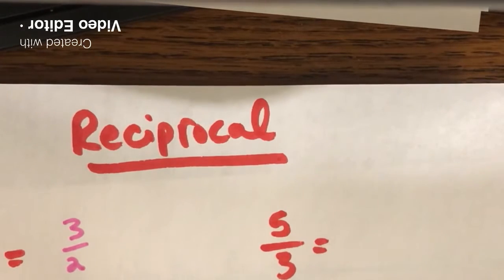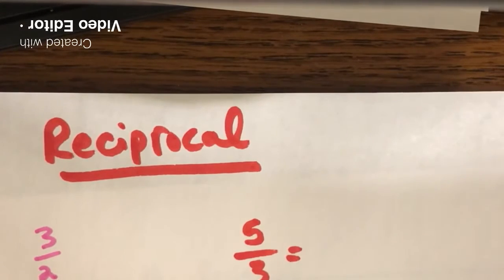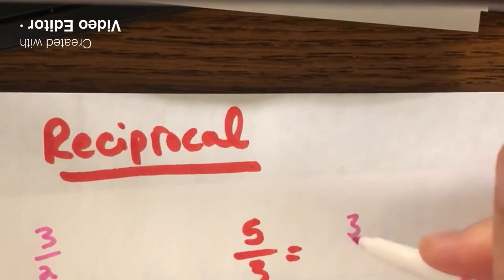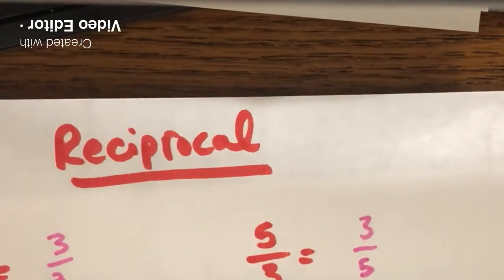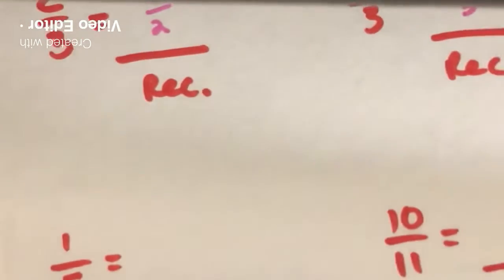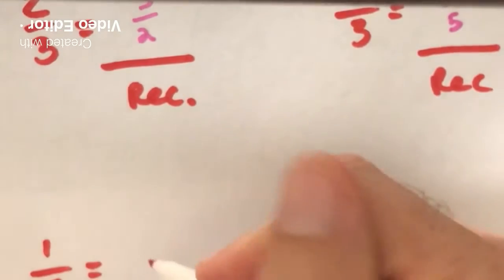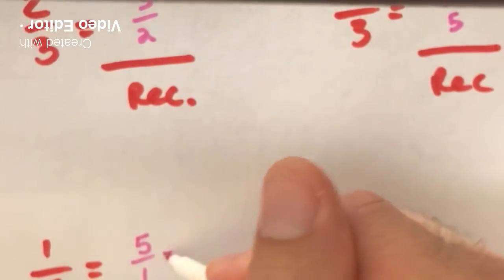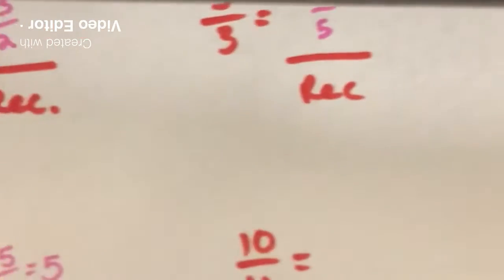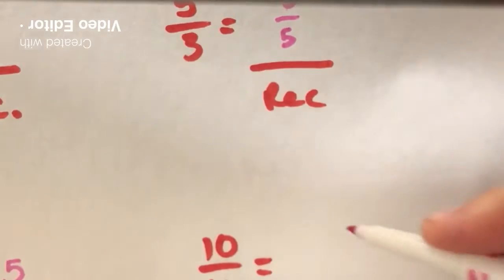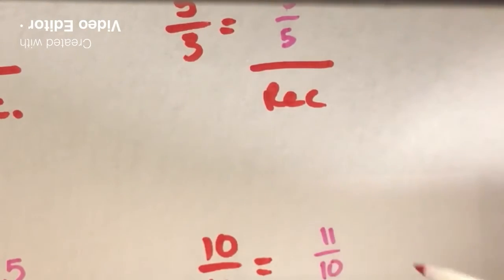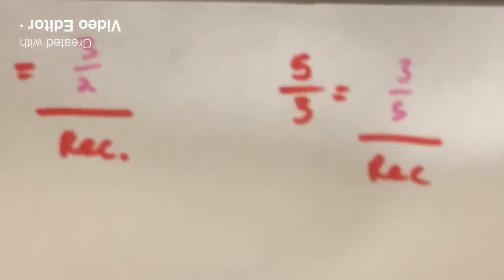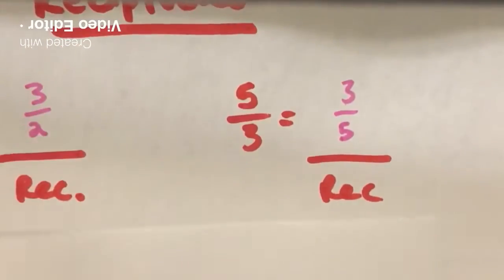What is the reciprocal of 5 over 3? Well, we're going to flip it. It's just 3 over 5. It's that easy. Let's do 2 more. So the reciprocal of 1 over 5 is 5 over 1, which is the same thing as 5. And then the reciprocal of 10 over 11 is 11 over 10. So hopefully you get it. The reciprocal is just flipped. All right.